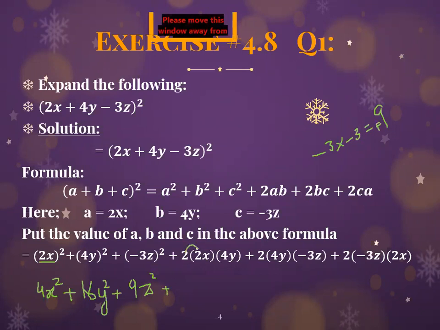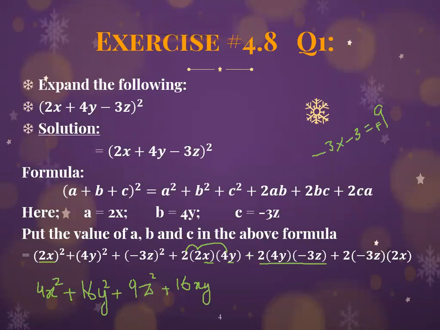Then the sign of plus. Now 2 2s are 4 and 4 4s are 16, so the answer will be 16xy. You will write it down here x and y. Now look at here. Here you have no square. I'm talking about this term. Here you have no square.